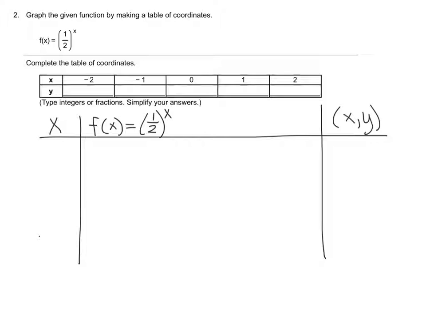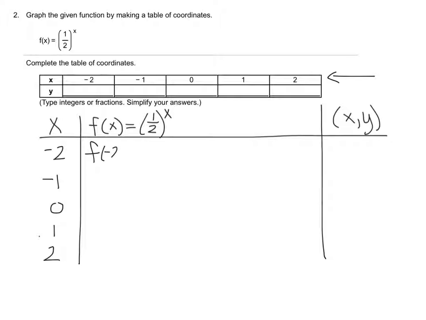Graph the given function by making a table of coordinates. Here we have f of x equals 1/2 to the x power. In order to graph the exponential function, we'll create a table of x and y coordinates. To do that, we're given a table here, and we're given values for x, which are -2, -1, 0, 1, and +2. We're going to take each of these values, plug them in for x into the function, and then create our ordered pair.